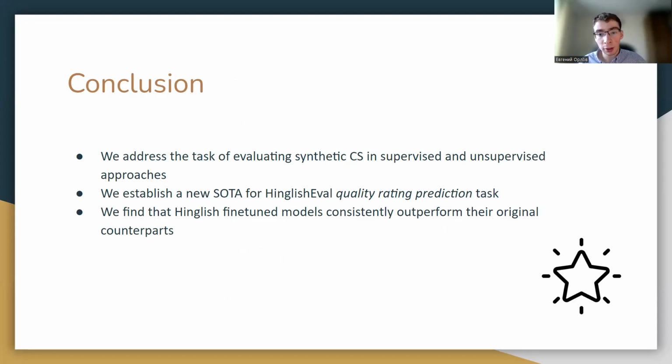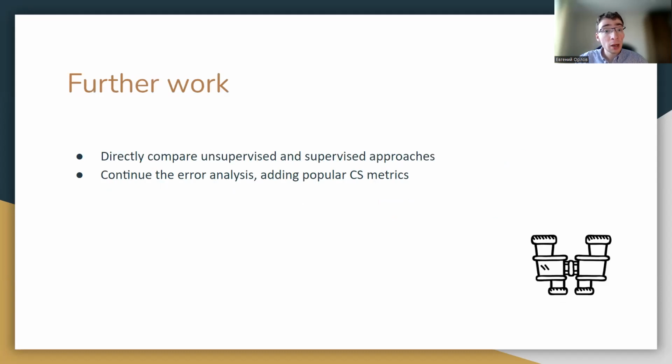So yeah, now for the conclusions, we address the task in two setups. We achieve SOTA for supervised quality prediction, and we find that CS models outperform their original versions. What can we do in the future? We can directly compare unsupervised and supervised approaches, and we can continue the error analysis, accounting for popular CS metrics.